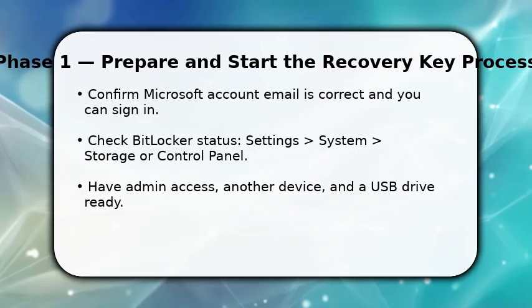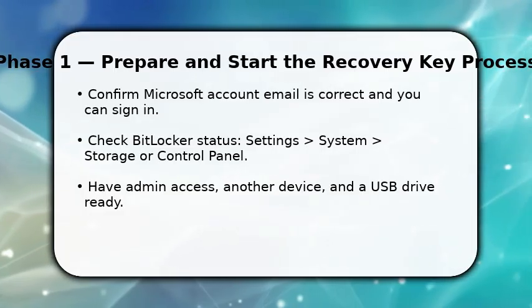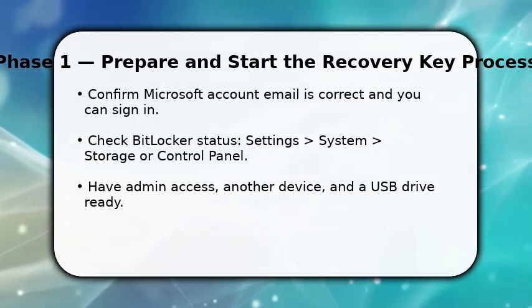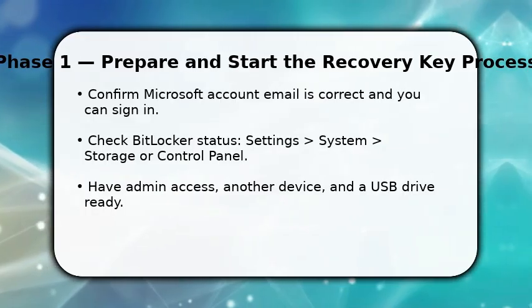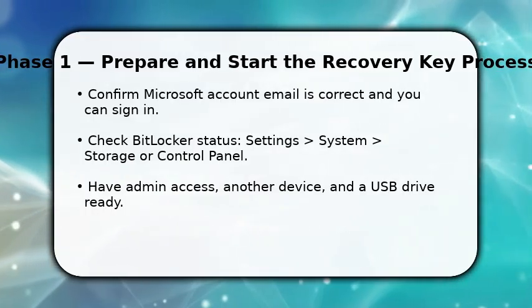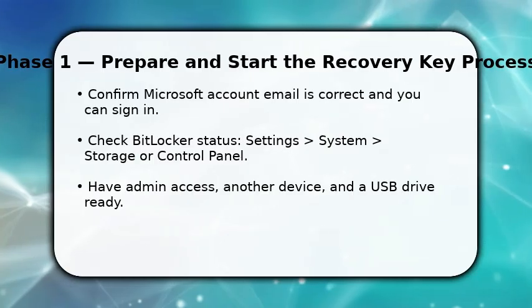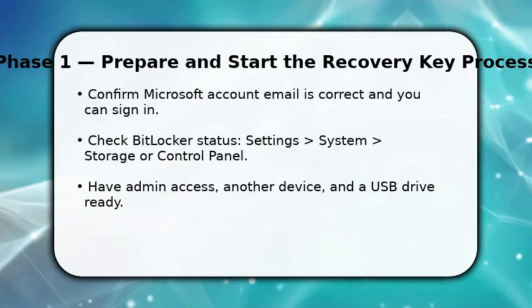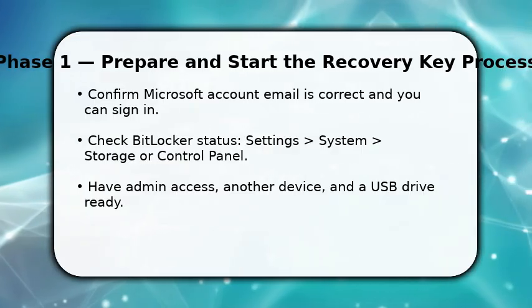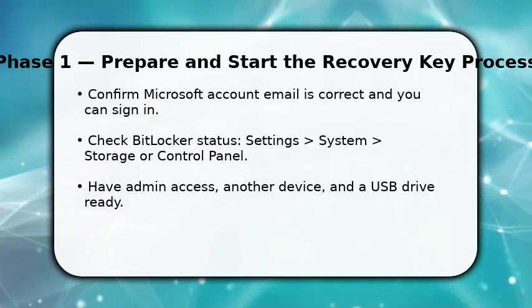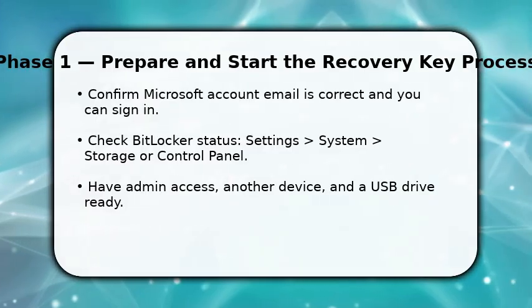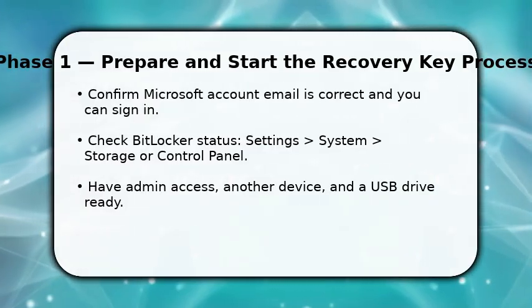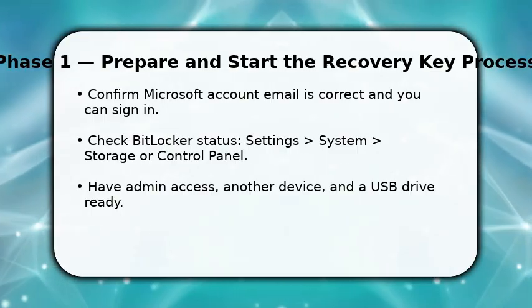You begin by confirming access. Sign into the Microsoft account linked to the PC because the recovery key often lives there. Next, check BitLocker status in Settings or Control Panel so you know if a key is needed. If BitLocker is active, sign in as an administrator, then open the BitLocker recovery options. Once done, prepare a secondary device or USB to retrieve or save the key securely.